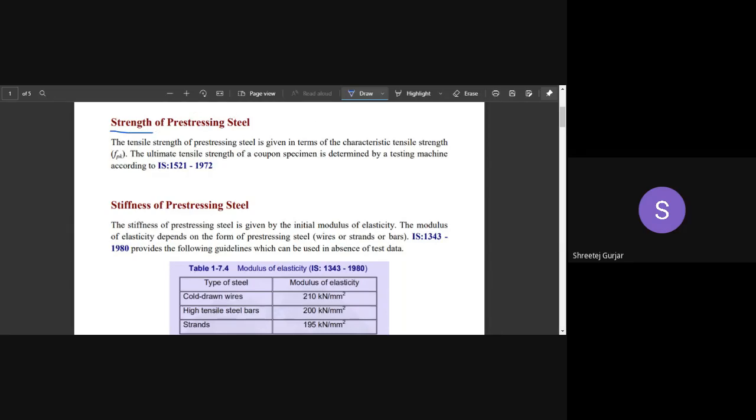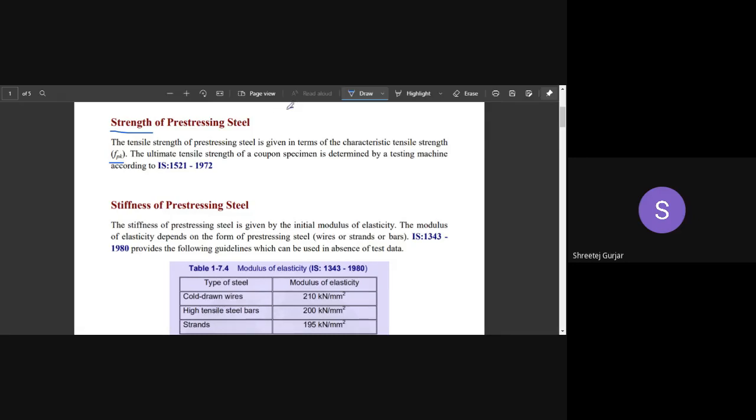Okay, so we have studied the strength of concrete, which is denoted by FCK. It is denoted by FCK, which is the characteristic compressive strength of our concrete at 28 days. Similarly, the characteristic tensile strength of steel is denoted by FPK. The tensile strength of pre-stressing steel is given in terms of characteristic tensile strength FPK. Remember, for concrete it is FCK, for steel it is FPK.